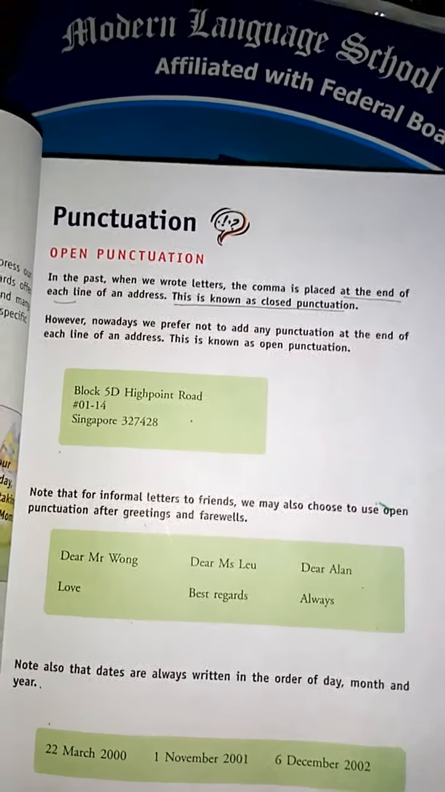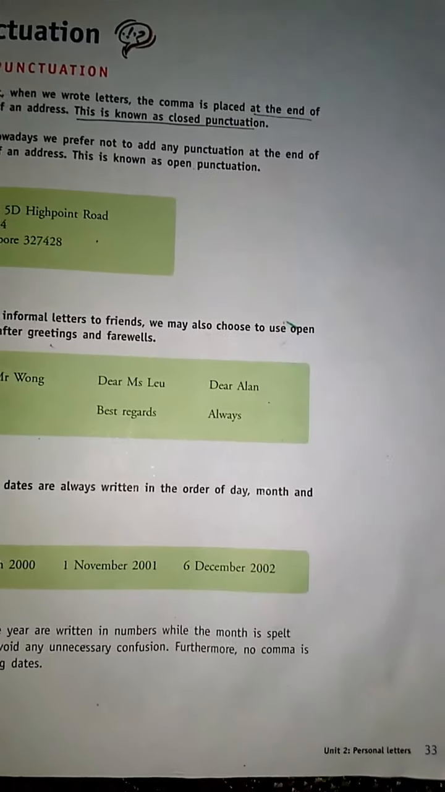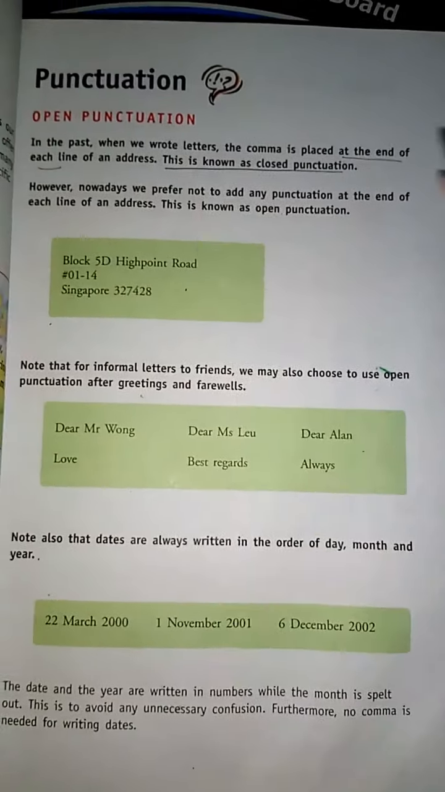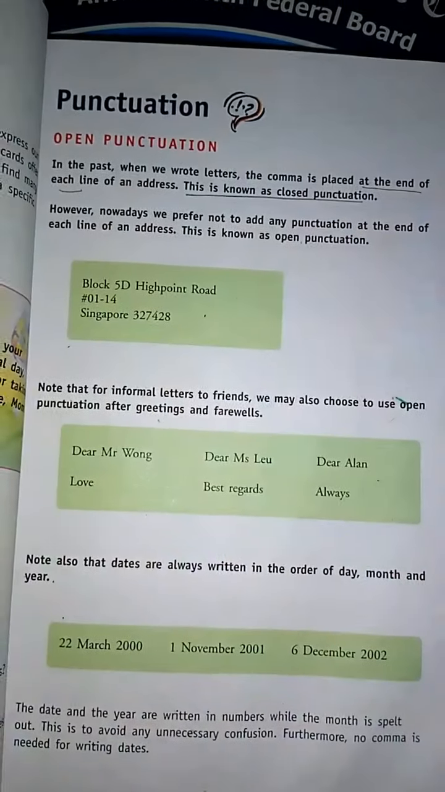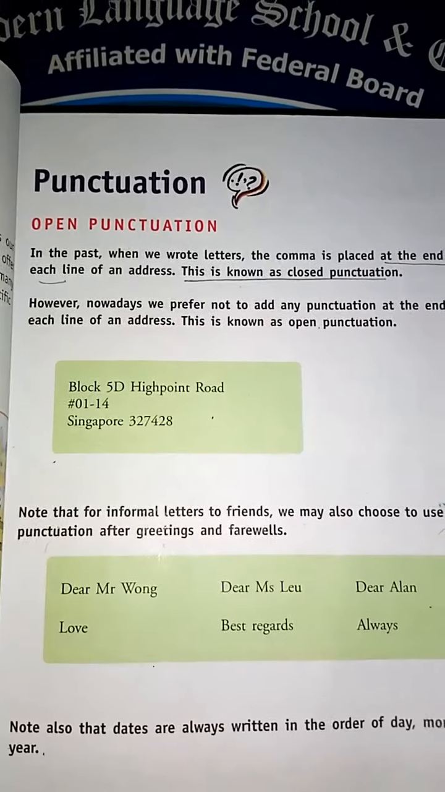Now you have to open your textbook. Page number 33. This is open punctuation. So now we are going to learn about punctuation. What is punctuation?